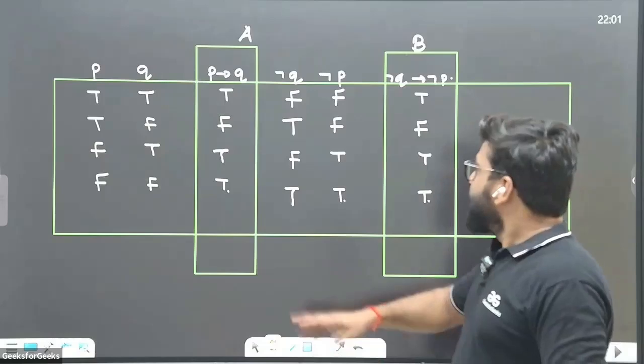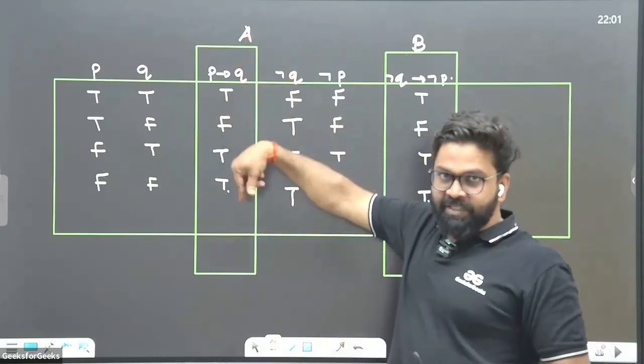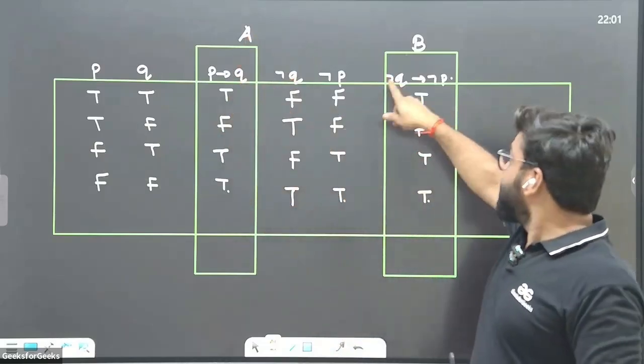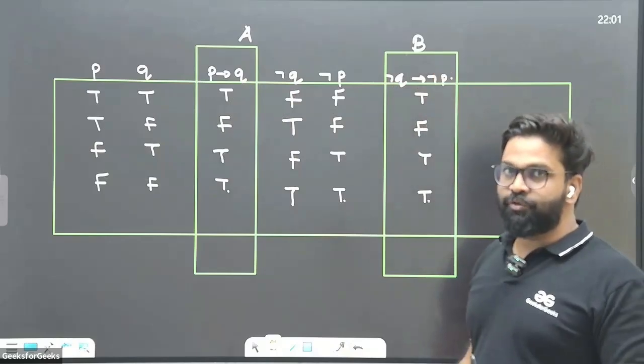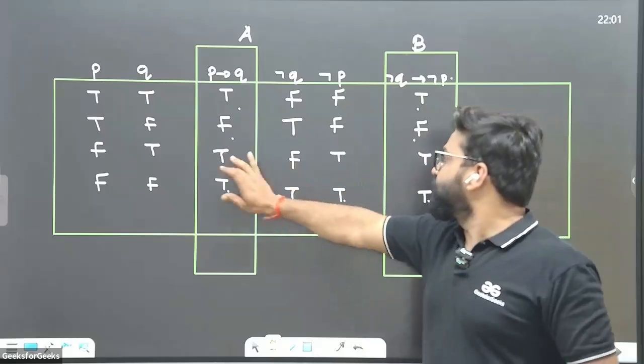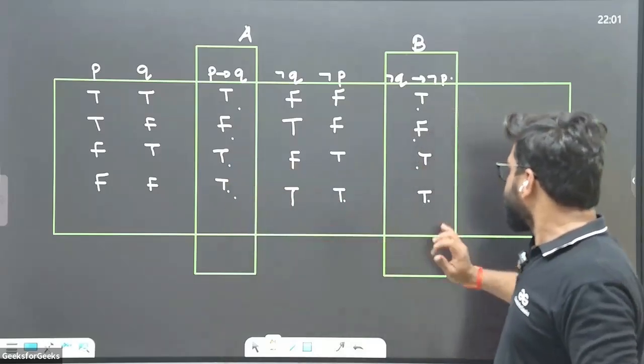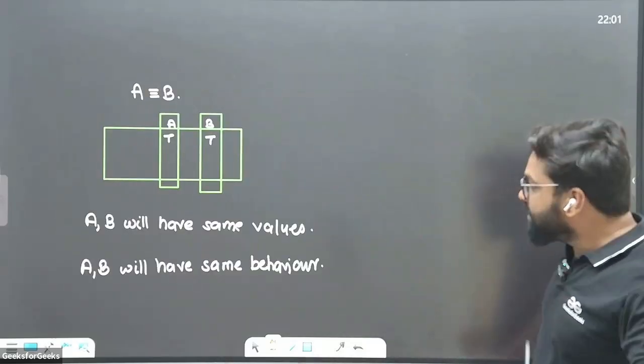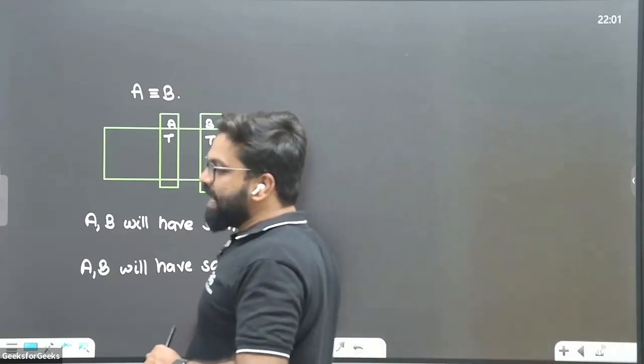You can also say that if this column is A, that means P implies Q, and B means negation of Q implies negation of P. Whenever this is true, this will become true. Whenever this is false, this is false. That means they are having the same behavior. A and B will have the same behavior.